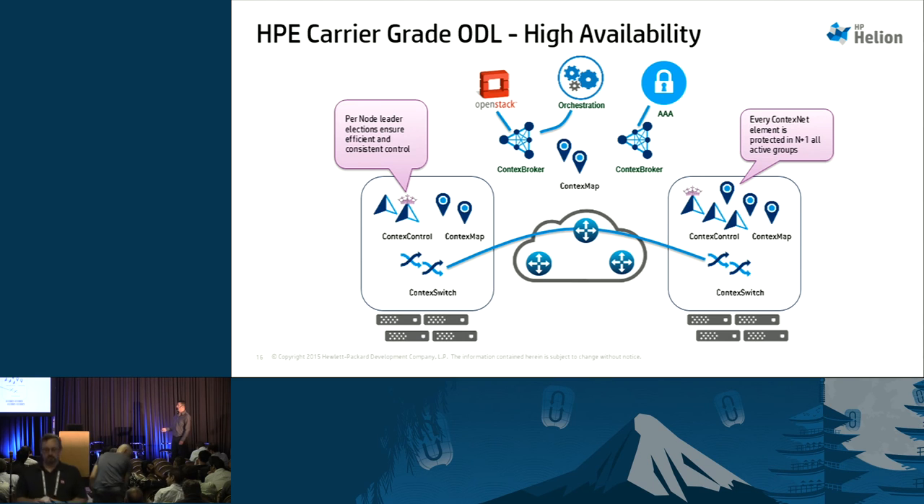In high availability, in case one of the elements of the controller failed and stopped working, the leader identifies it and just stops forwarding traffic to this controller. And in this case, nothing is going to be harmed because of a failure of a controller.